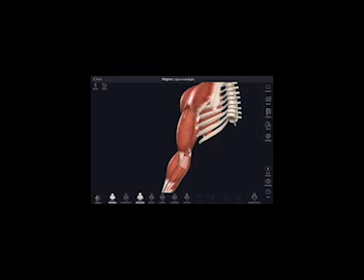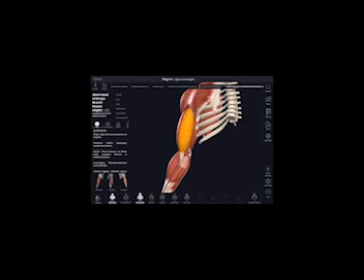The elbow flexion is done by three different muscles, and the first one is the biceps brachii. The biceps brachii originates from the shoulder, and we already saw that the short head originates from the coracoid process of the scapula, and that the long head originates from the top of the labrum, the superior labrum, and they come down and insert to the radial tuberosity.